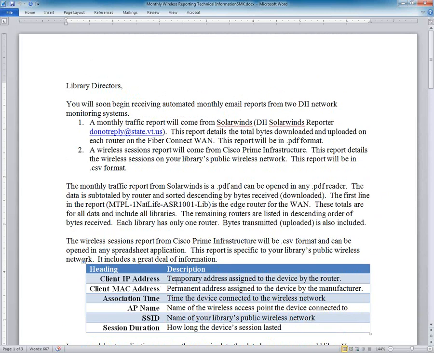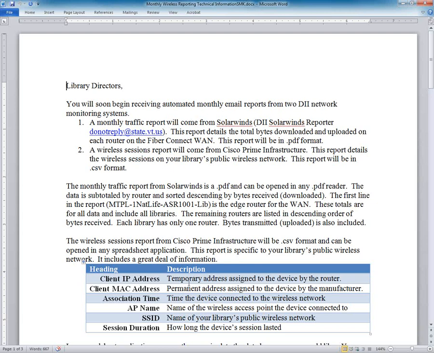So you're going to see listed a client IP address. That's the address that's assigned to any wireless device when it connects to your router. It first connects to the wireless access point, and then to the router, and then the temporary IP address is assigned.